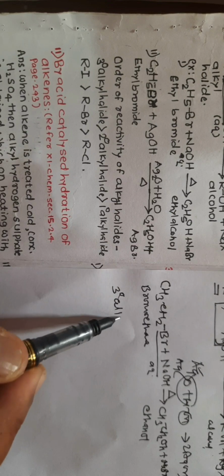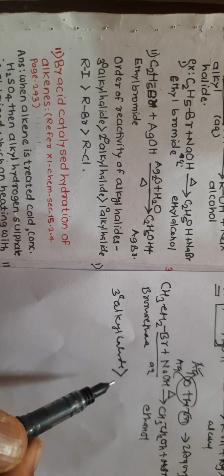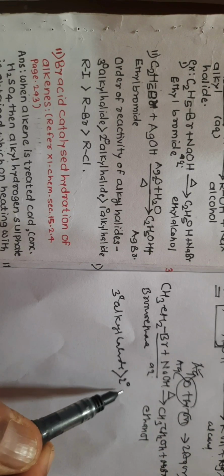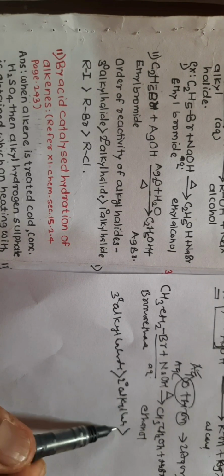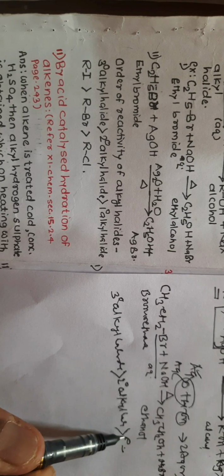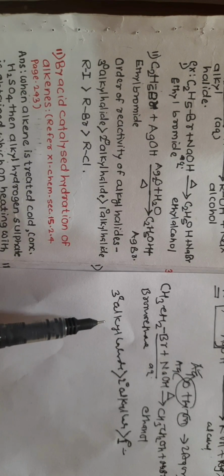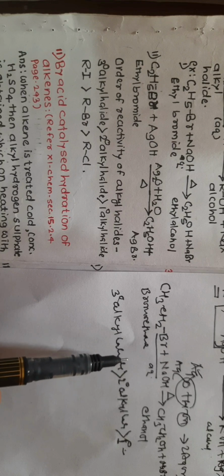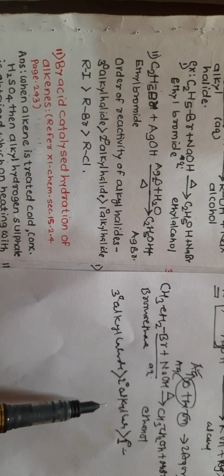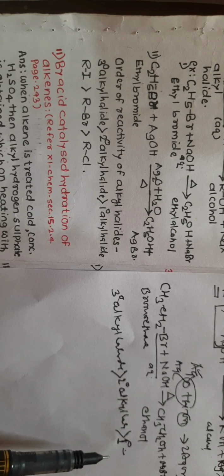Tertiary alkyl halides easily react with aqueous KOH, NaOH, then secondary alkyl halides, and secondary alkyl halides easily react, then primary alkyl halides. This order is important. It means that tert-butyl bromide easily reacts with aqueous KOH, NaOH or AgOH, then sec-butyl halide, and sec-butyl halide easily reacts with AgOH, KOH, NaOH, then n-butyl halides. You have to remember that here.